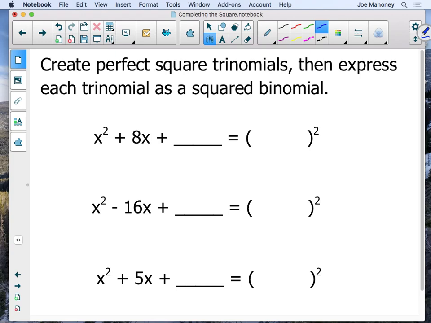All right, so let's go back to the math now. So if we want to figure out the number that goes in this box, what we want to do is take our 8 and divide it by 2, and then square it. So 8 divided by 2 is 4, squared is 16. And then to rewrite it as a perfect square trinomial, we're going to get x plus 4.